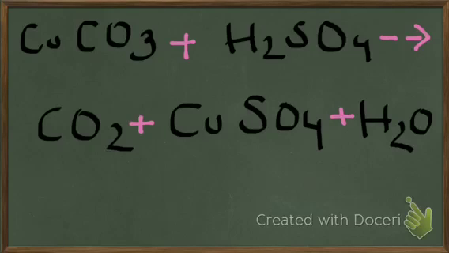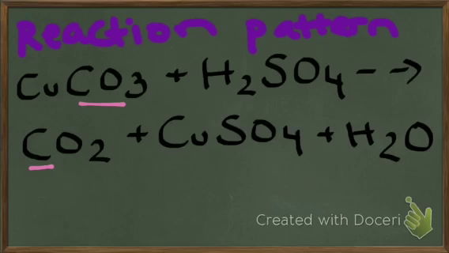Now that you know the keywords, you must put them into the equation. So the plus sign goes where the words mixed with was, and the arrow goes where the words reacts to form were. Next, we will analyze the reaction patterns in this equation.